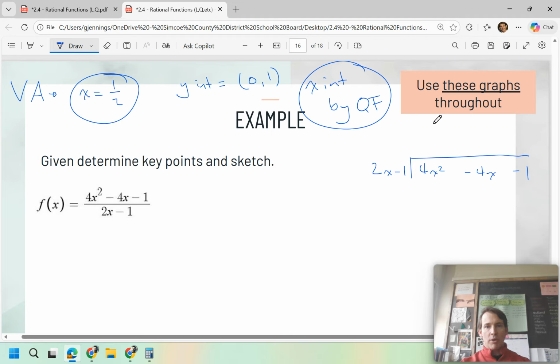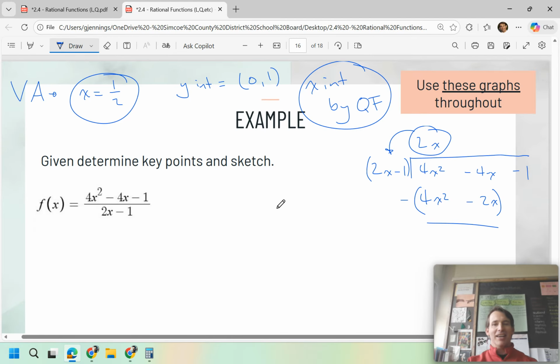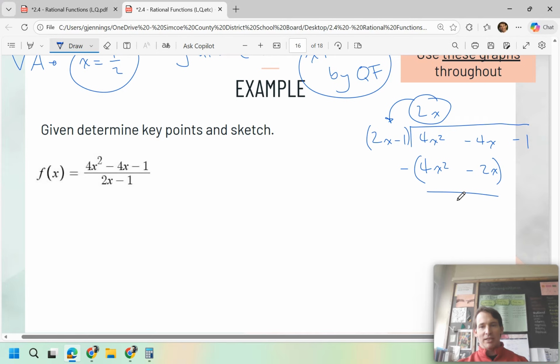What am I multiplying by up here? 2x, and then I write down 4x squared minus 2x, because I can do this multiplication in my head. Okay, we do the subtraction. We get minus 2x here. We bring down this minus 1.